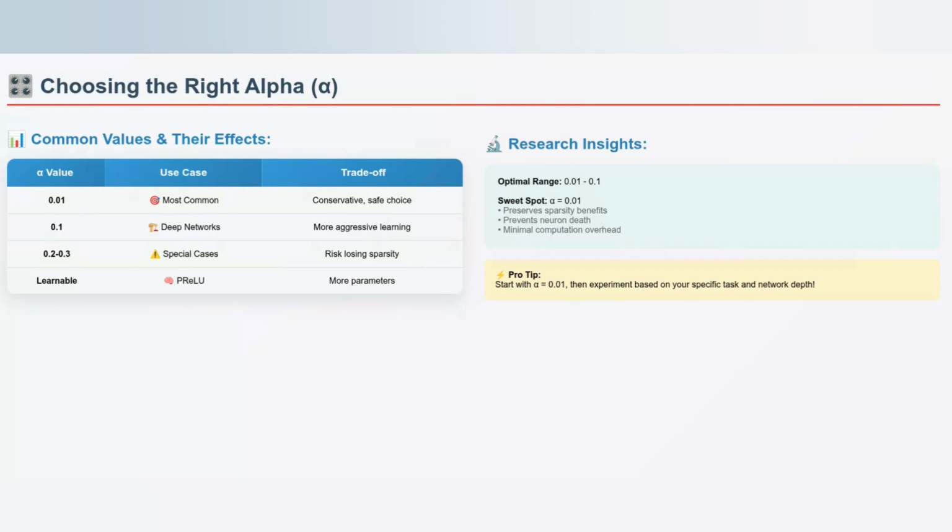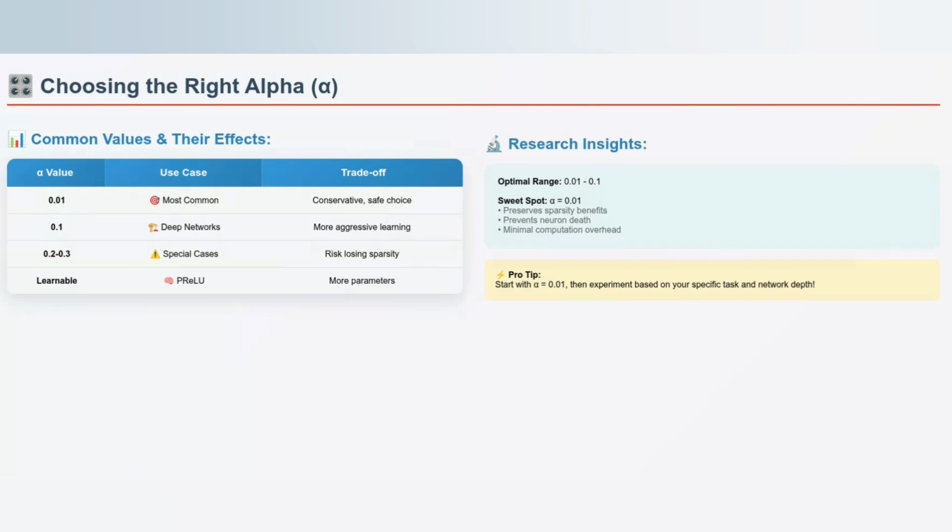Let's look at different scenarios. Alpha equals 0.01. Conservative approach. Works well for most cases. Alpha equals 0.1. More aggressive. Better for very deep networks. Alpha equals 0.2 to 0.3. Risk of losing ReLU sparsity benefits.